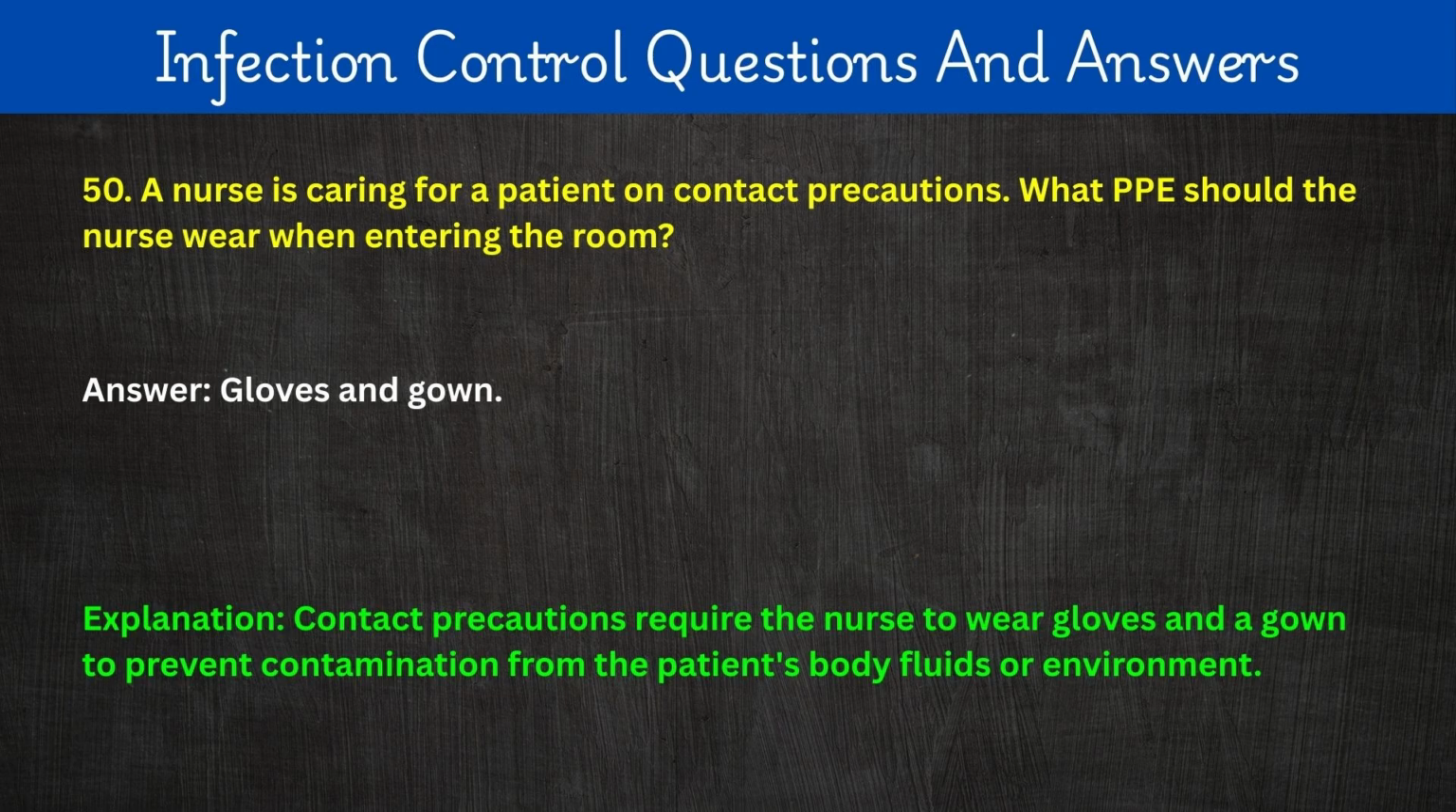50. A nurse is caring for a patient on contact precautions. What PPE should the nurse wear when entering the room? Answer: gloves and gown. Explanation: contact precautions require the nurse to wear gloves and a gown to prevent contamination from the patient's body fluids or environment.